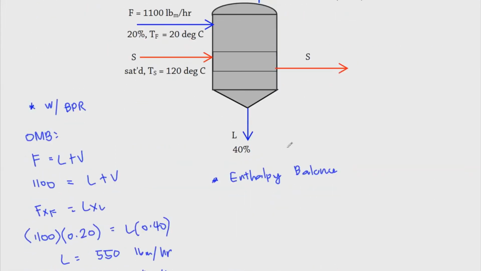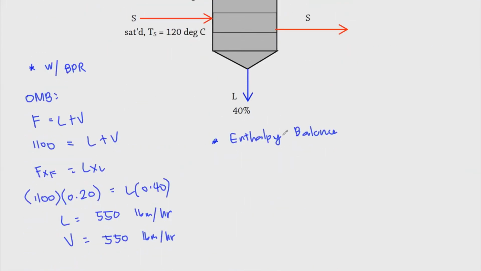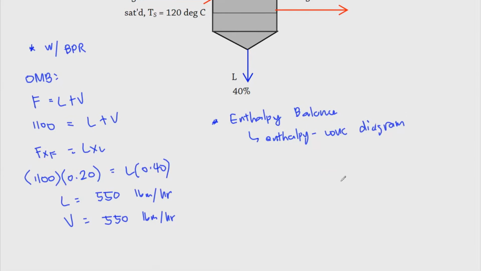problem, but we can use the table in the Perry's Handbook, because there's a special table in your Perry's Handbook where they give an enthalpy concentration diagram. So this enthalpy concentration diagram is very important because it actually gives us the direct values of our enthalpies.